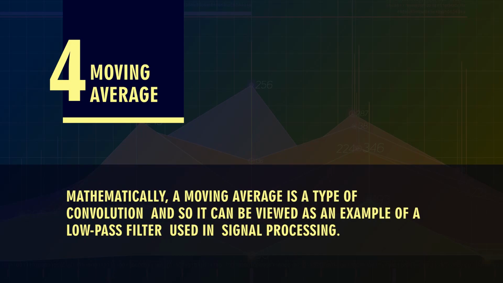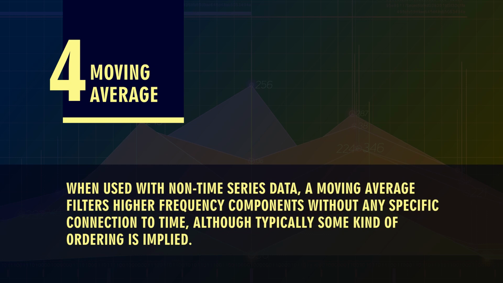So mathematically, a moving average is a type of convolution, and so it can be viewed as an example of a low pass filter used in signal processing. When used with non-time series data, a moving average filters higher frequency components without any specific connection to time, although typically some kind of ordering is implied.